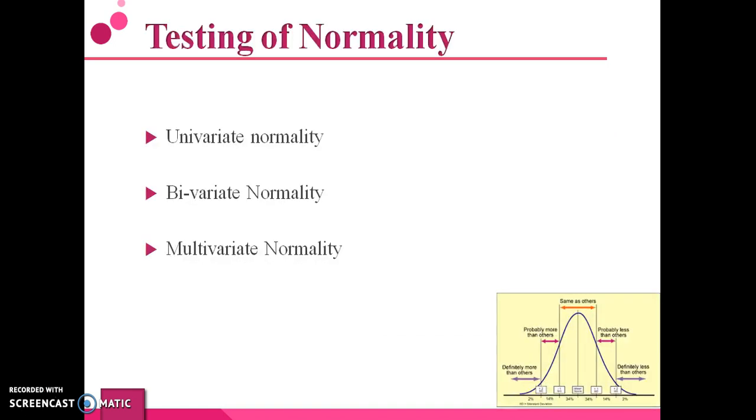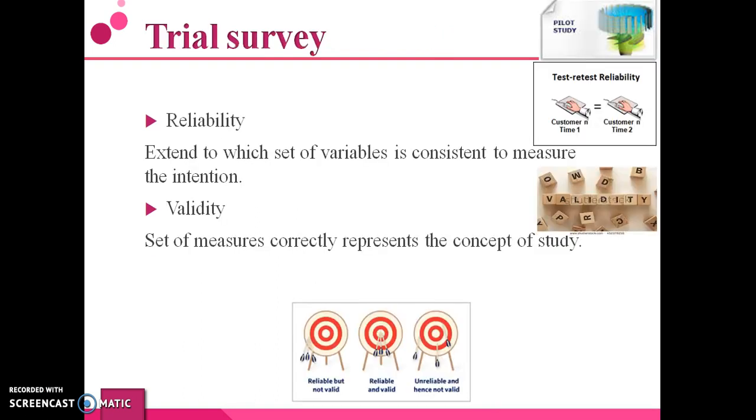Normality is also divided into univariate normality, bivariate normality and multivariate normality, based on the statistical terms that we are using. For univariate normality we might use the mode, for bivariate we might go for skewness, and for multivariate, n number of tests are available, like the Mahalanobis test. Likewise we can test the normality.